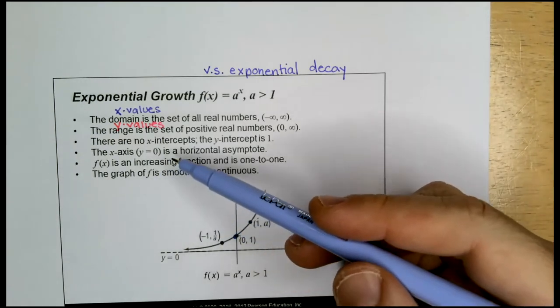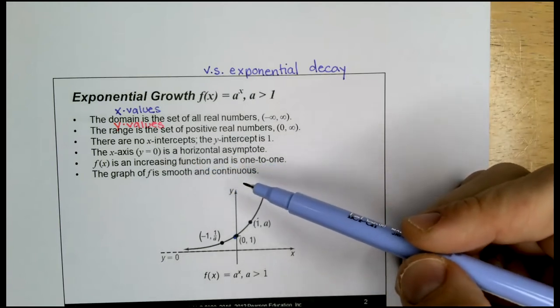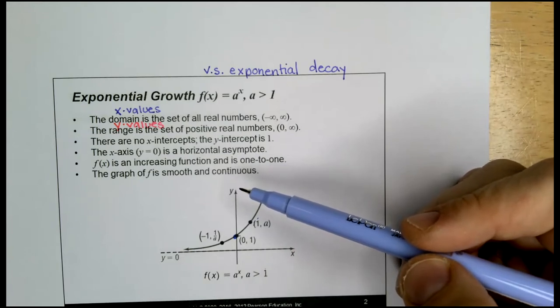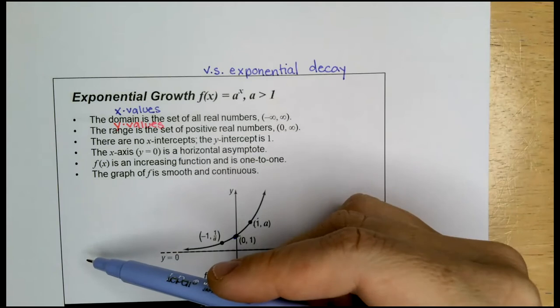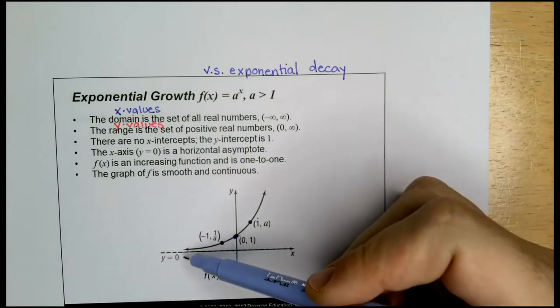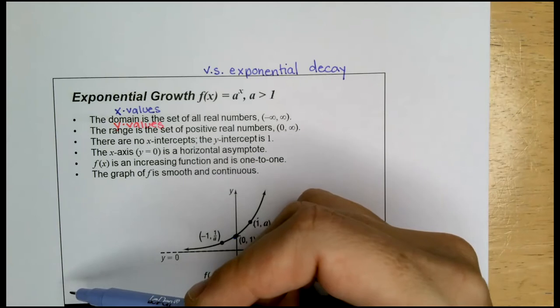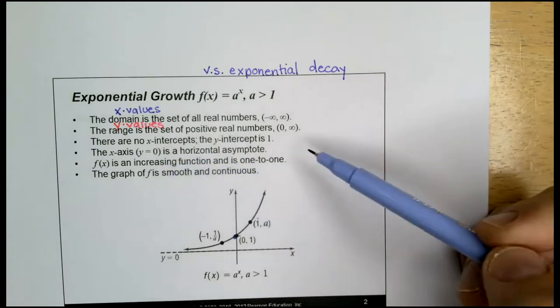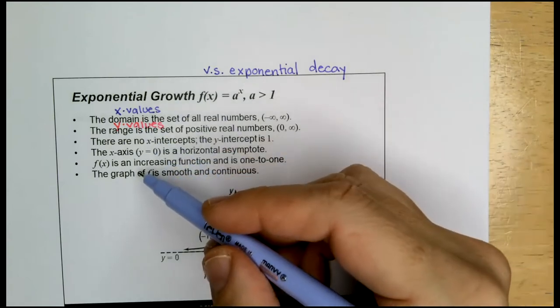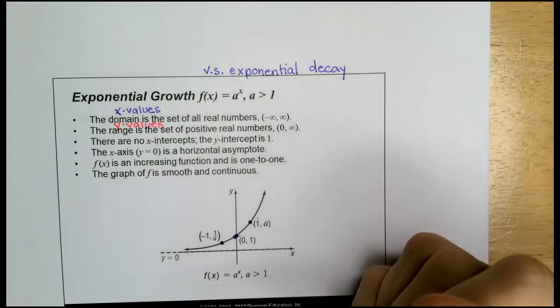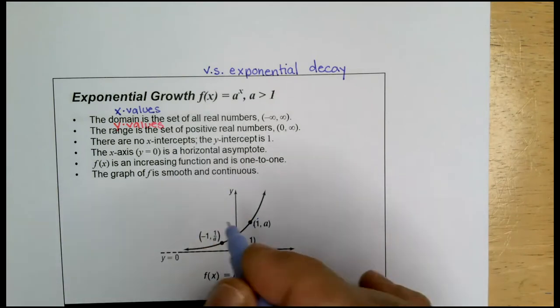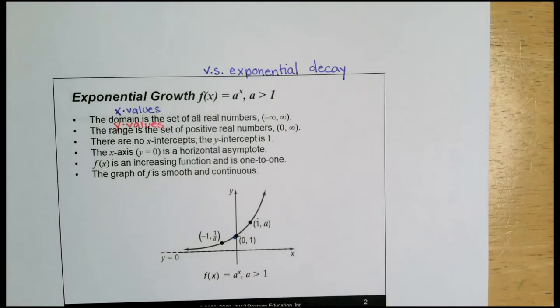The x-axis, y equals 0, is a horizontal asymptote. It will never cross the x-axis. If you look to the far left, the graph is approaching y equals 0, and it gets closer and closer with every point, but it will never touch y equals 0. And it is an increasing function, and it is 1-to-1. Increasing means it is rising, it is growing. And 1-to-1 means if I perform the horizontal line test, it'll only ever cross this equation's graph at a single point. Every horizontal line I put across it will only touch it at one point.